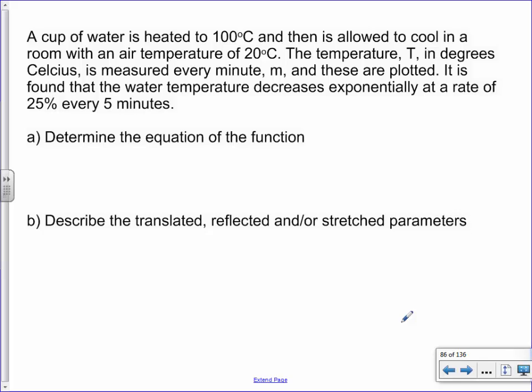We need to first write an equation. This is the hardest part. Any idea where to start? We are going to need an x over 5 because it said every 5 minutes. So that's not a bad place to start.